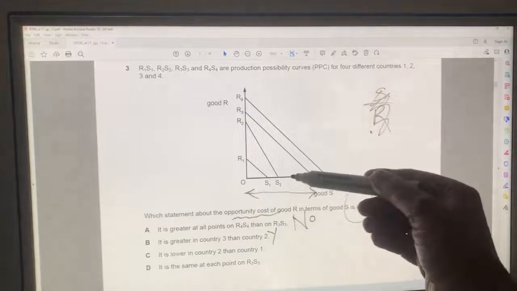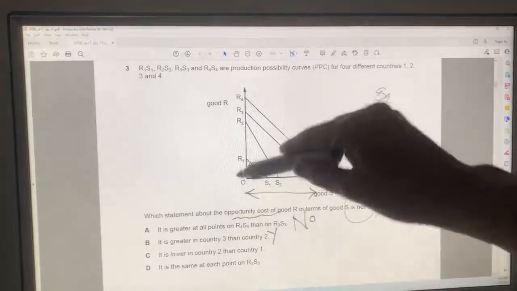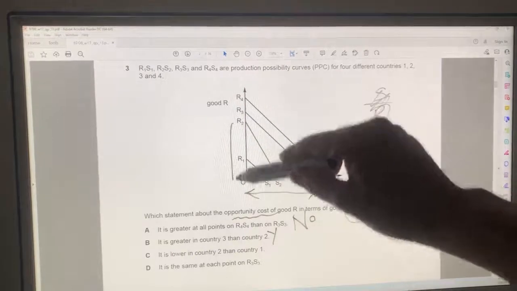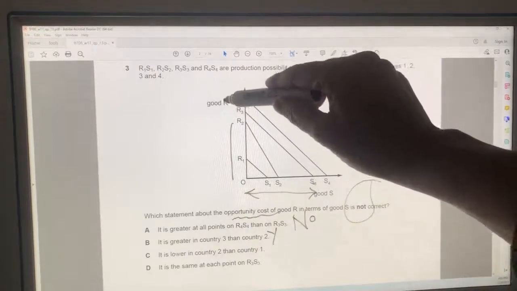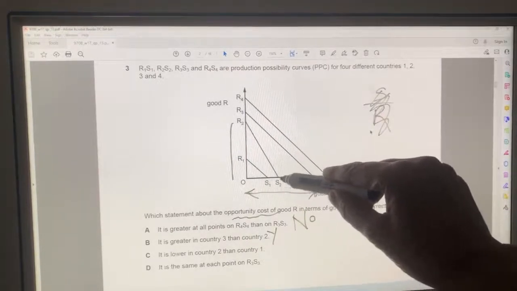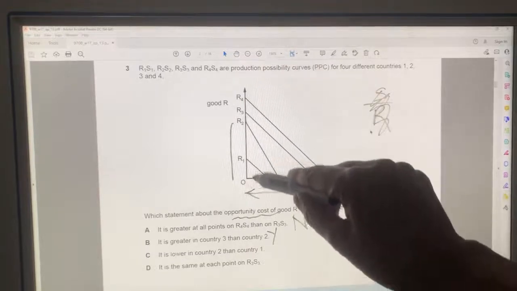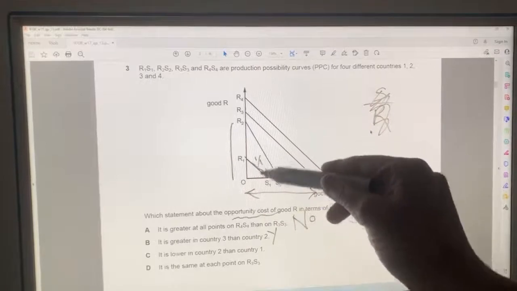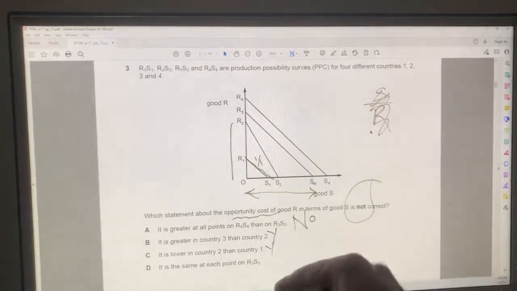C says it is lower in country 2 than in country 1. Yes, because in country 2, we have a lot more capacity to produce R, and not much more S. So the ratio here is less than approximately 1-to-1 ratio for R1, S1. So I would say yes.